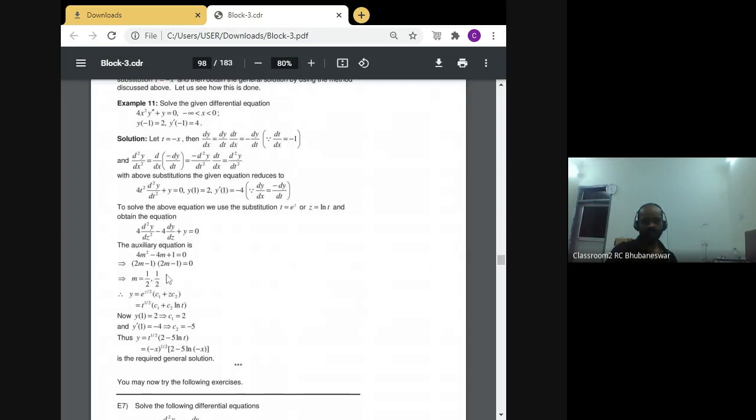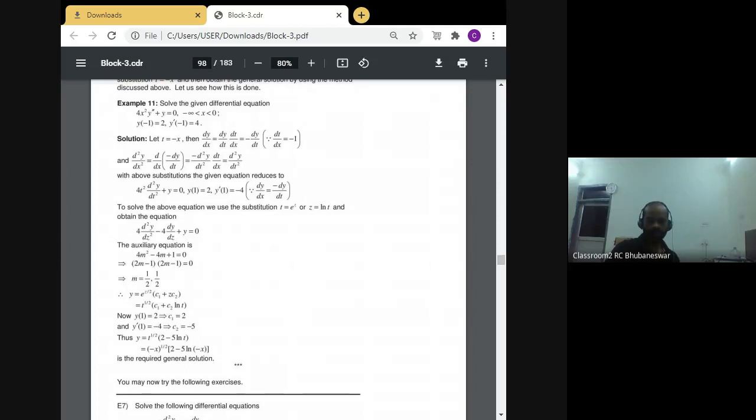And here the roots are real and equal. So when we have real and equal roots of the auxiliary equation, our general solution will be e to the power z by 2 into (c1 plus z c2). This is the standard form to write the solution of a homogeneous differential equation with constant coefficients.